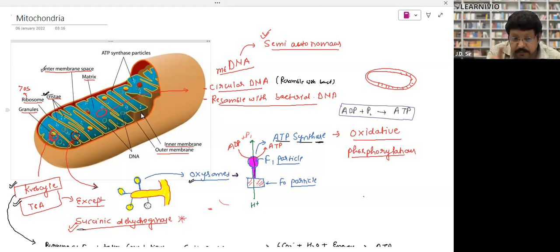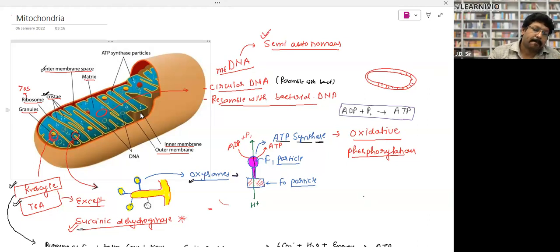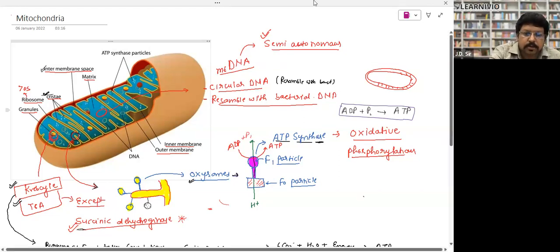So one last thing, the formation of new mitochondria takes place by division of pre-existing mitochondria. Is that clear? Fine. So please draw the diagram after the class. Leave the space for that.